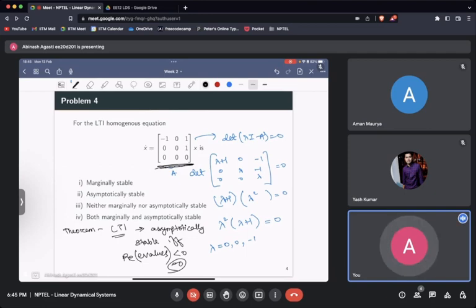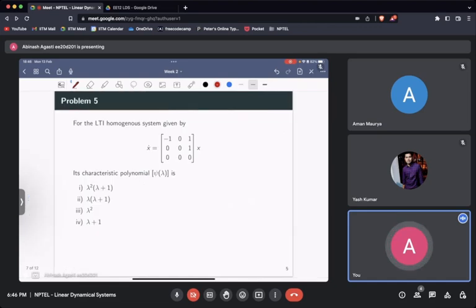Now, further, if we have repeated roots on the imaginary axis, then as we saw earlier, the system is unstable. So in this case, we have two roots at 0 and one root at minus 1. That means the system is neither marginally stable nor asymptotically stable. Is it clear? Okay, so with that, we'll move ahead.